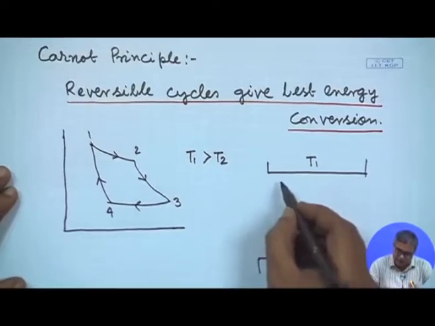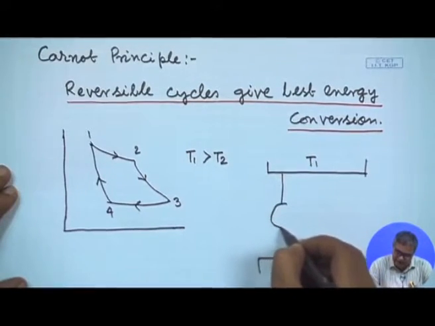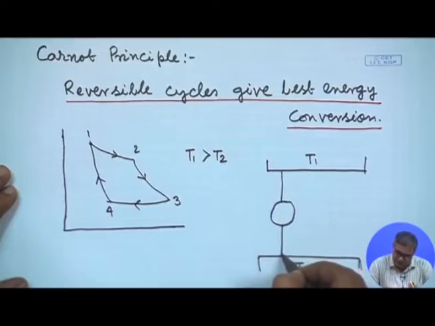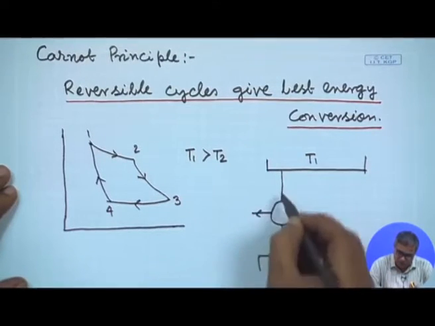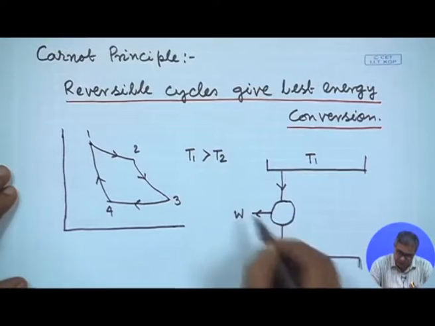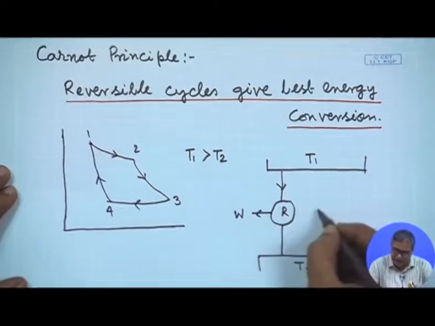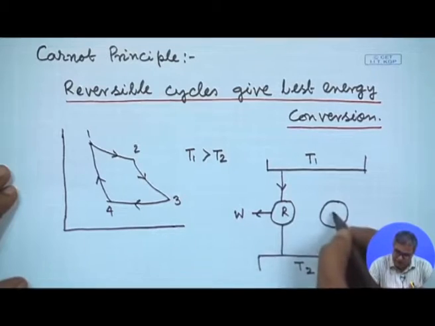So, in between these we can have heat engine cycles. Let us say this is one heat engine cycle, and we are having some sort of work out of it. So, this is reversible, and then we are having one irreversible cycle.